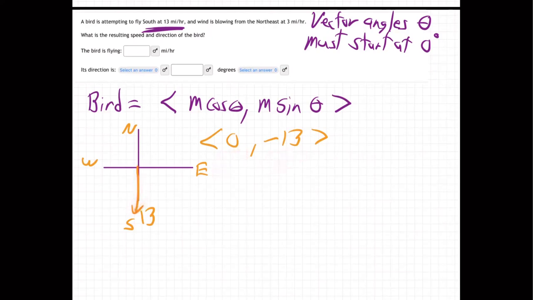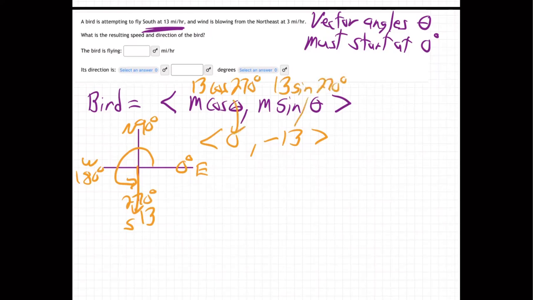Or you could do the formalities of putting in the 13 cosine. Now, what angle is that? Well, that angle from 0, remember you got to start at 0. This is 90 degrees. This is 180. This is 270. Cosine 270, and this will be 13 sine 270. Hit the buttons on your calculator, you'll get 0 and negative 13. So either way, I think it's easier. Whenever vectors are straight up or straight down or straight right or straight left, they're right on an axis line. You don't need to do the formulas. You can just tell that's just down 13. So negative 13 over 0. Over 0, down 13. So there's the bird vector.